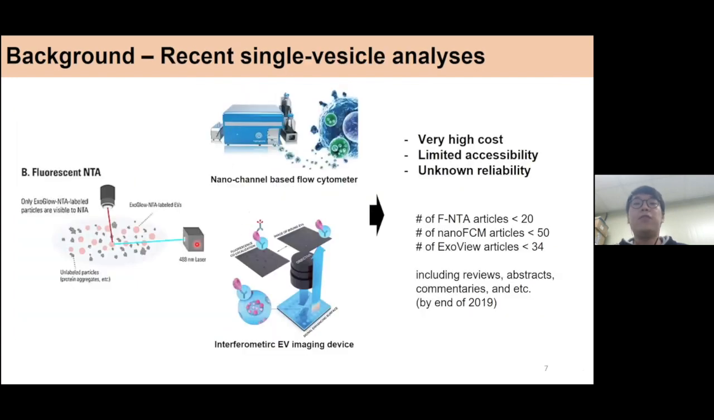So to overcome these technical limitations of current single EV techniques, a small number of new single vesicle analysis devices have recently been proposed. Most of the techniques use fluorescent labeling for analyzing biological characteristics of single extracellular vesicles. Although these specialized devices can provide a new and promising single EV analysis method, the costs are too high to be purchased by individual research groups. Therefore, the number of research articles using these devices is not yet sufficient to evaluate the reliability of their analysis.